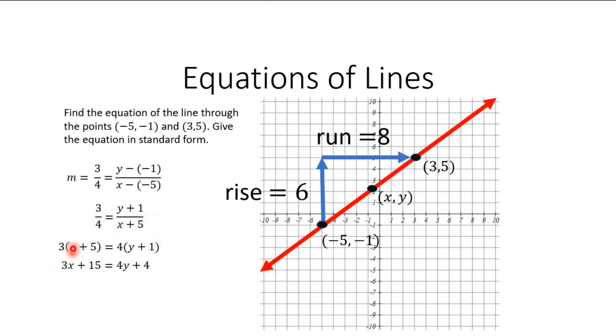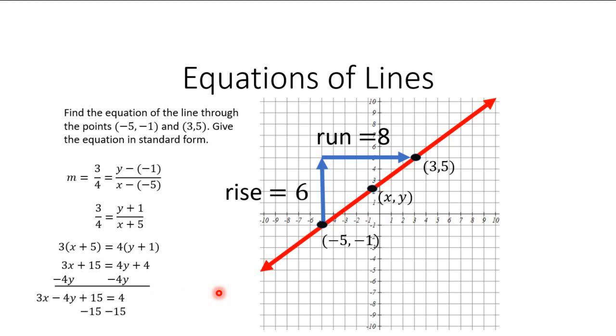I distribute. 3 times x gives me 3x. 3 times 5 gives me 15. 4 times y gives me 4y, and 4 times 1 gives me 4. And now all I need to do is put it in standard form. So I need all the variable terms to be on the same side. I'm going to subtract 4y from both sides. When I subtract 4y from both sides, I get 3x minus 4y plus 15 on the left. And on the right, the negative 4y and positive 4y cancel, leaving just positive 4.